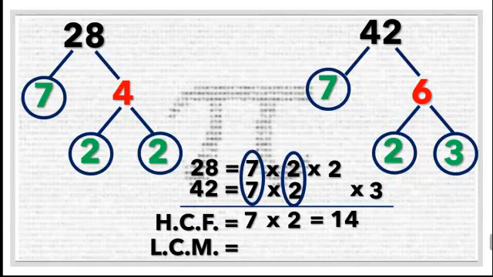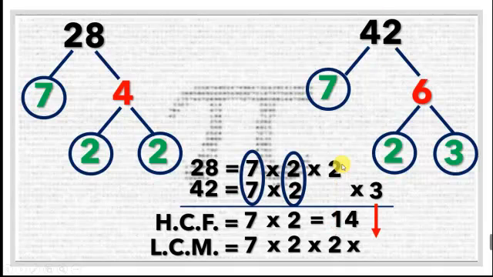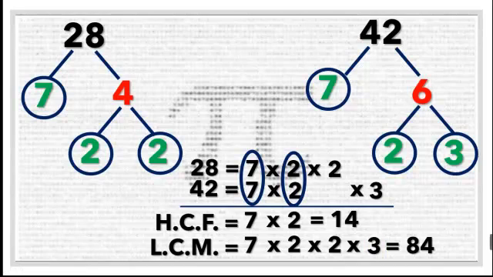What about the LCM? For the LCM, I'm going to take a number from each column. In the first column I have 7, so I'm going to take 1. Then 2, I'm going to take 2 of them. And then we have to bring down that 2. And then we have to bring down that 3. I'm going now to multiply them. 7 times 2 equals 14. 14 times 2 equals 28, and 28 times 3 equals 84. 84. So this is the HCF and the LCM.